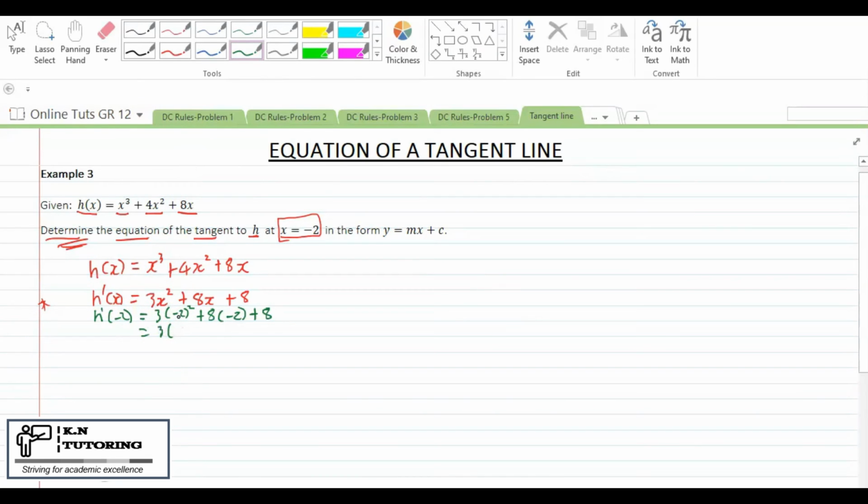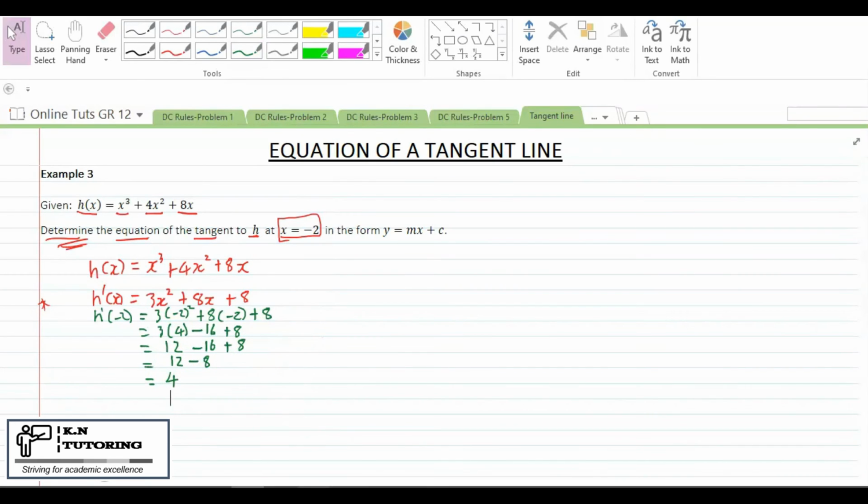3 into, what is 2 squared? 2 squared is 4, plus, or not plus, negative 16 plus 8. 3 times 4 is 12, minus 16 plus 8. This will give 12 minus 8, and the answer that you'll get is going to be 4. I hope I'm right. Let's get a calculator and confirm that.